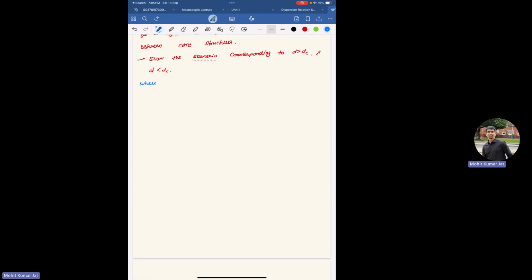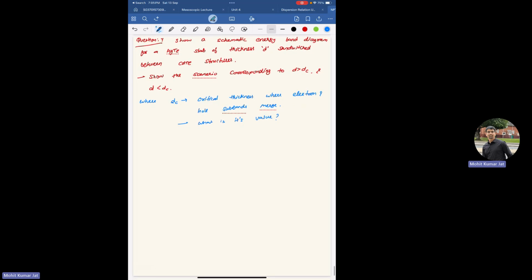Okay, DC implies critical thickness where electron and hole subband merge, and then what is its value? So that's the question. That has multiple sections to it. So I will go with the physical explanation.